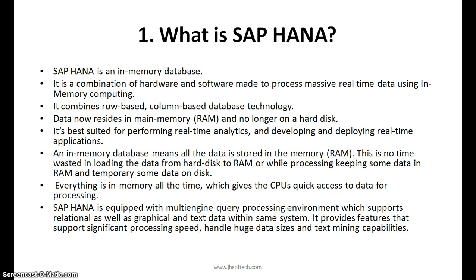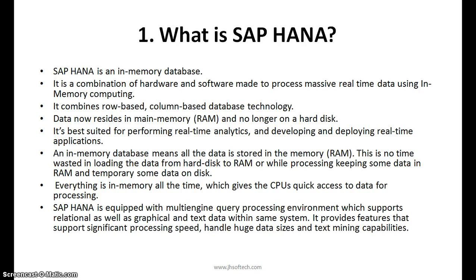So what I mean to say from this is that instead of always going and accessing the data from the hard disk, we are actually fetching the data from the RAM, and the entire data that we have in the hard disk is already present in the RAM, stored upfront. So that there is no time wasted in getting the data from the hard disk. That's what we mean there. So everything is in memory all the time, which gives the CPUs quick access to data for processing.